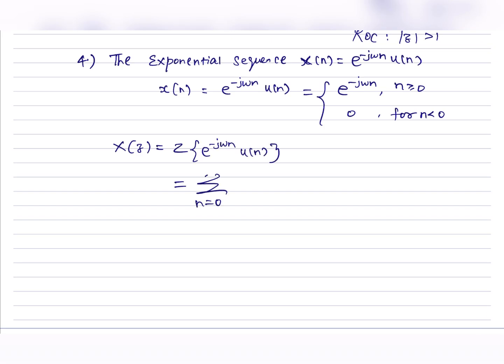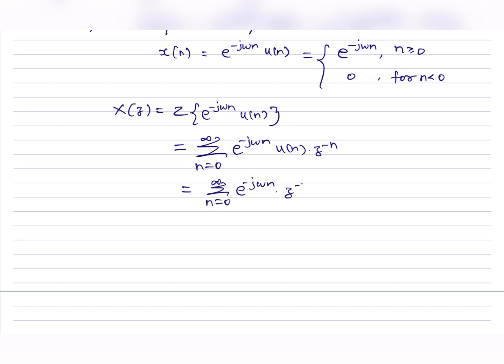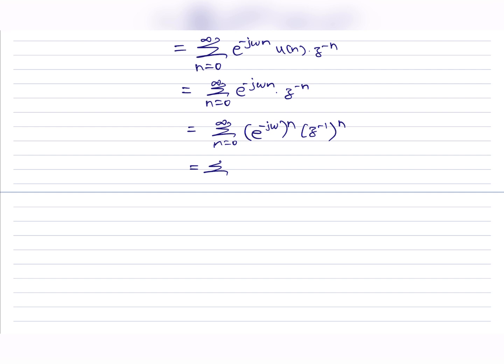We'll just take the transform of e power minus j omega n into u of n, which is summation n runs from 0 to infinity e power minus j omega n into u of n into z power minus n. And since u of n is going to be 1 for n starting from 0 to infinity, we'll have summation n equal to 0 to infinity e power minus j omega n into z power minus n, which could be written as summation n equal to 0 to infinity of z inverse into e power minus j omega whole to the power n.